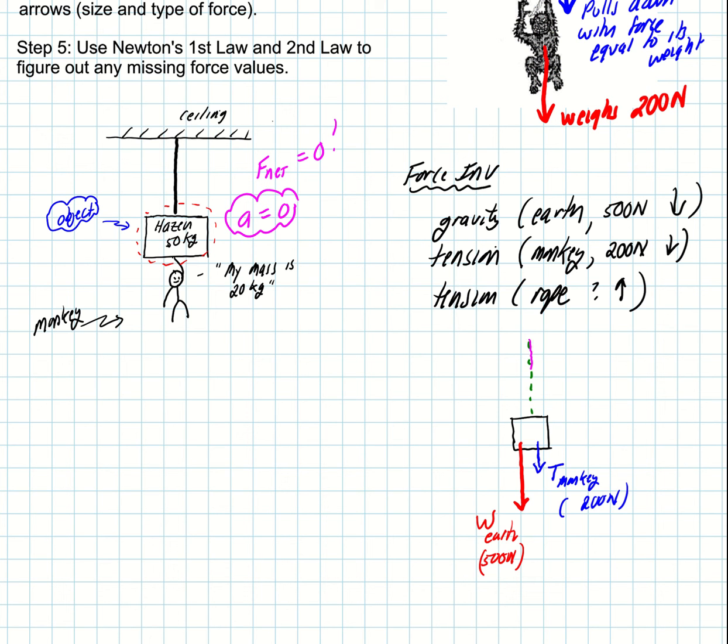So here we go. Oh no, not pink. Let's make it green. All right, that's the tension, and that's going to be from the rope. And let's see, yeah, 500 plus 200 is 700 newtons. Okay, we're done. There's our force diagram for our box.